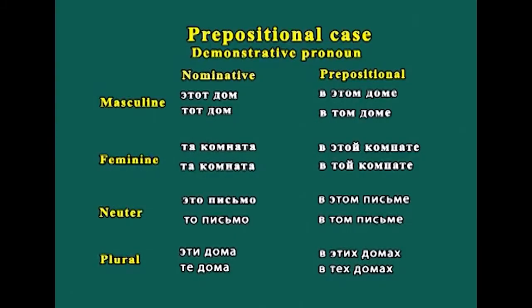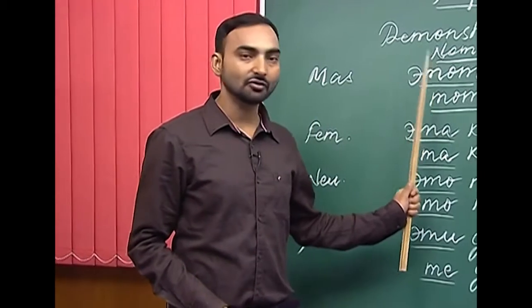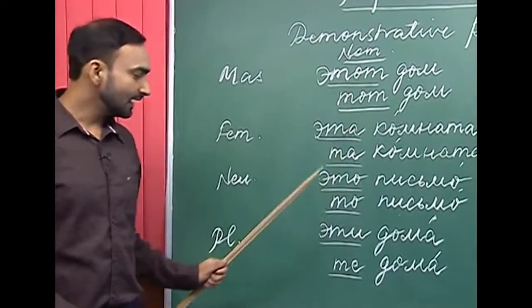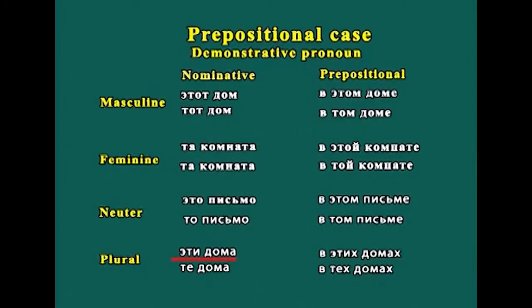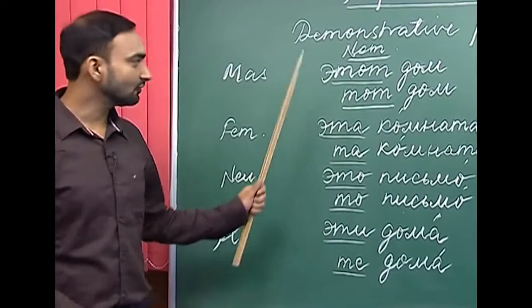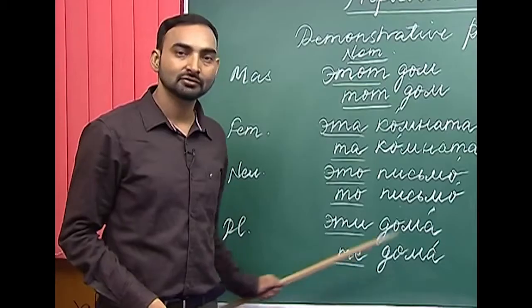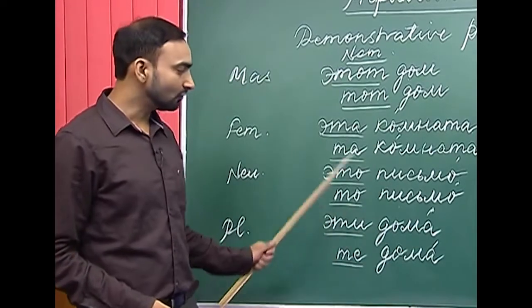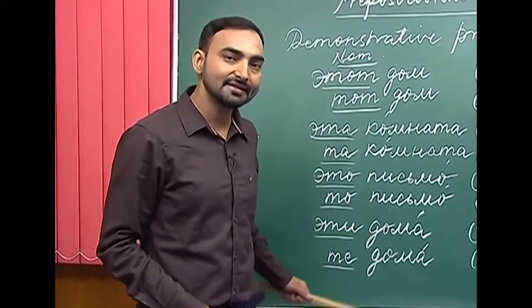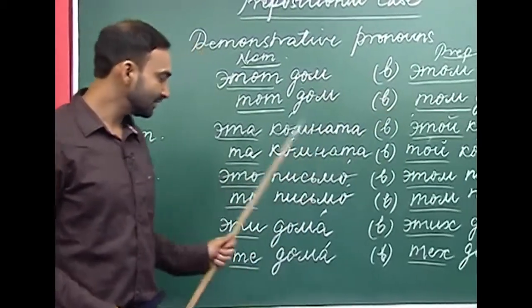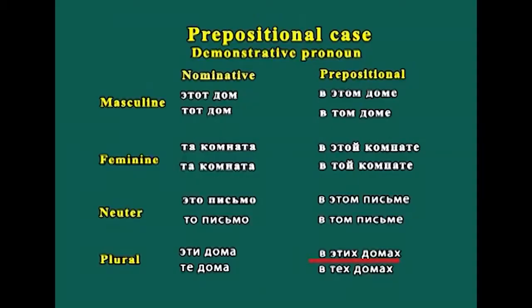Let us discuss the plural forms of the demonstrative pronouns. What is the nominative plural of etot? Eti, eti doma, these houses. And what is the nominative plural of tot? Te, te doma, those houses. So how do we use eti and te in the prepositional case? Eti becomes etikh, v etikh domakh, in these houses, and te becomes tekh, v tekh domakh, in those houses.